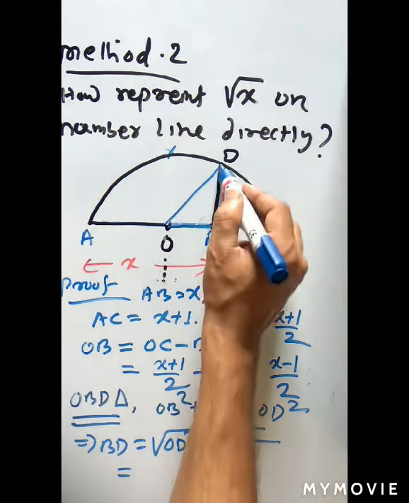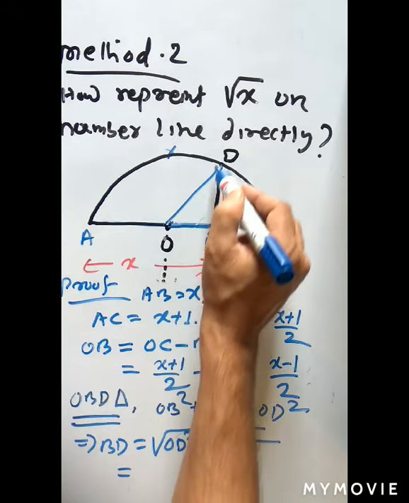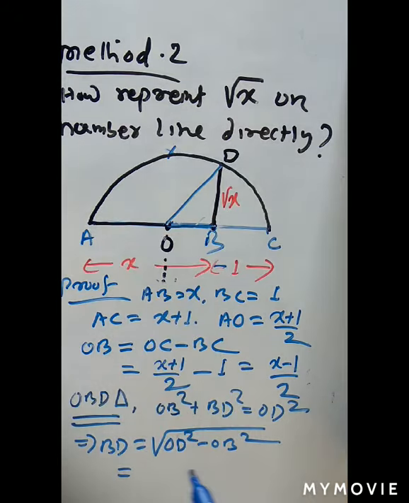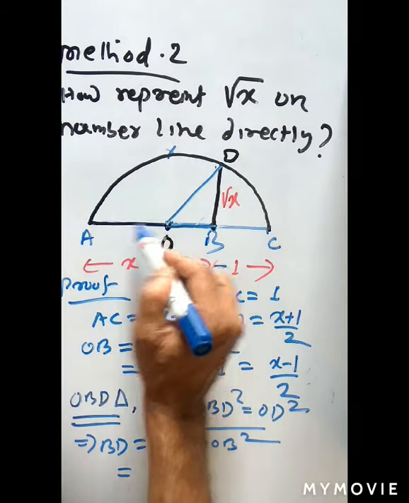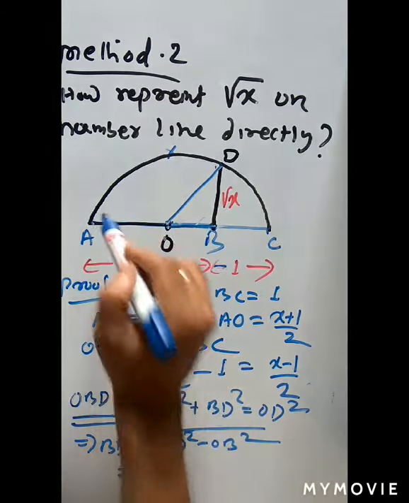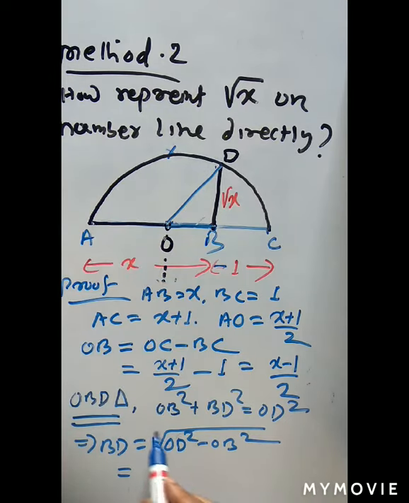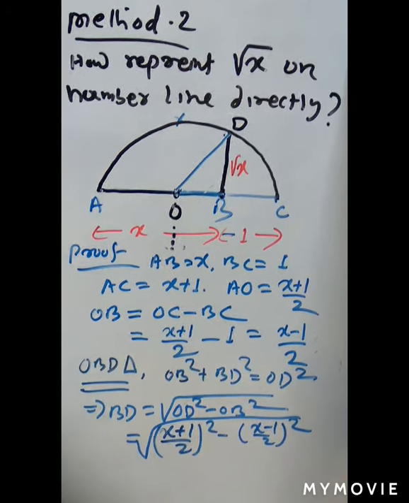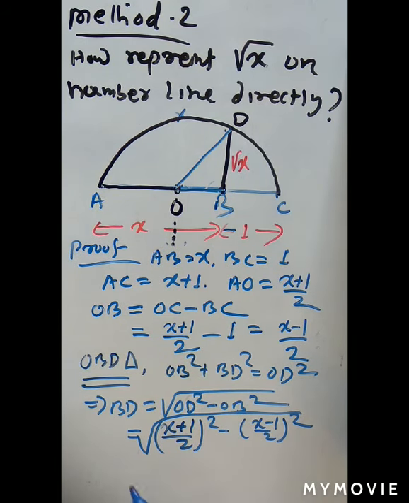Now what is OD? OD is nothing but the radius. OD is nothing but OA because it is the center, so OD is equal to OA. What is OA? AO is equal to (x plus 1) by 2, minus OB. What is OB? OB is equal to (x minus 1) by 2, whole square, under square root. Clear? So this is the value. Now you calculate this.